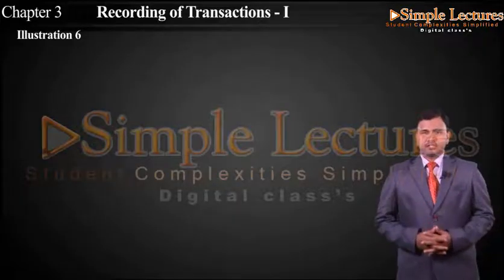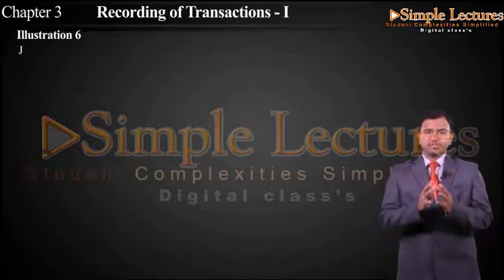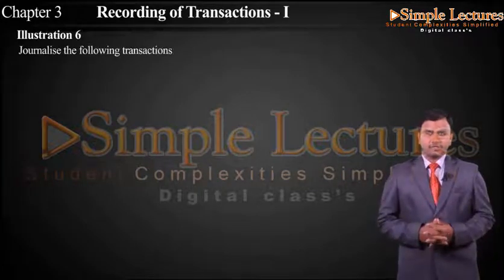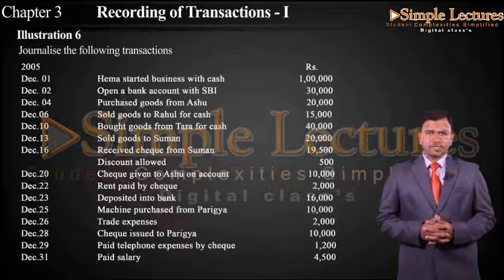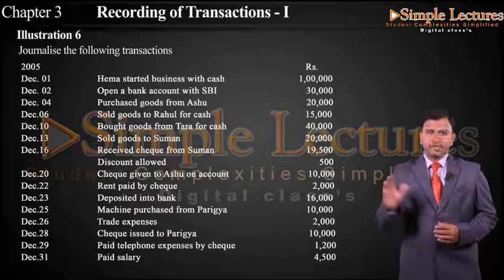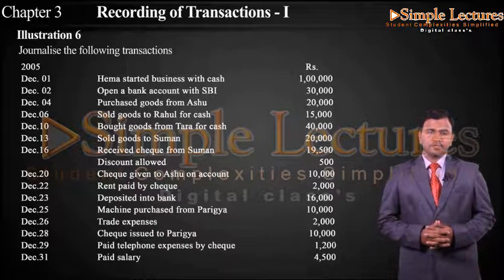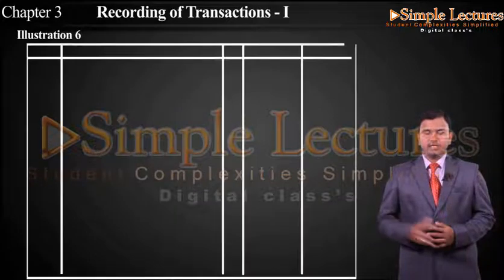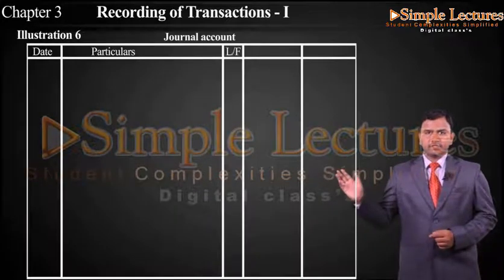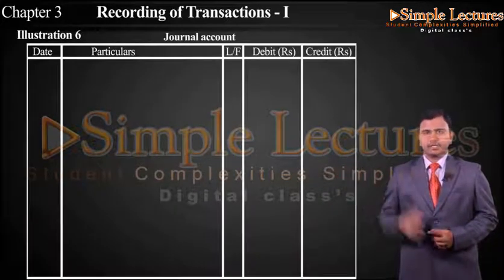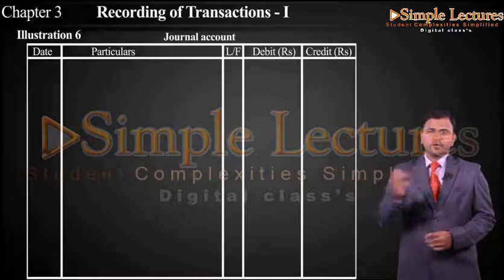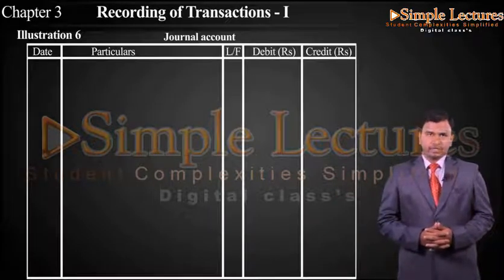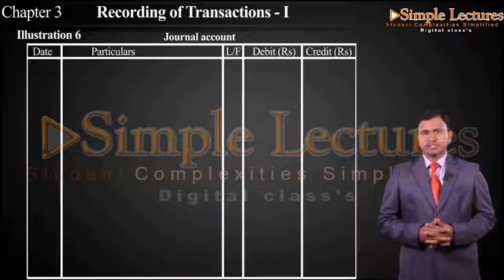Let us take the next illustration where we have to journalize the following transactions. Before journalizing, first we have to prepare a journal account. So, coming to the journal account, the format will be date, particulars, ledger folio, debit and credit. Now, in this format we are going to record the journal entries. So, let us take the illustration here.